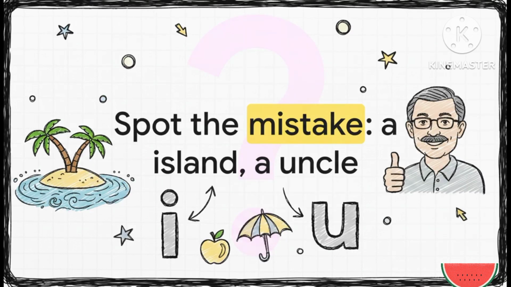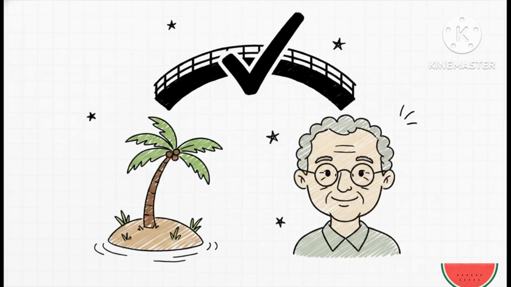Spot the mistake here. A island and a uncle. Try saying them fast. A island, a uncle. See how your voice physically catches? What exactly happens when we encounter the vowels I and U at the front of a singular noun? Our mouths get stuck. Because island and uncle begin with vowels, the rule comes full circle. We absolutely need that bridge to keep the vocalization smooth. We use an with vowels. To avoid that jarring stop in your throat, you must write an island and an uncle.